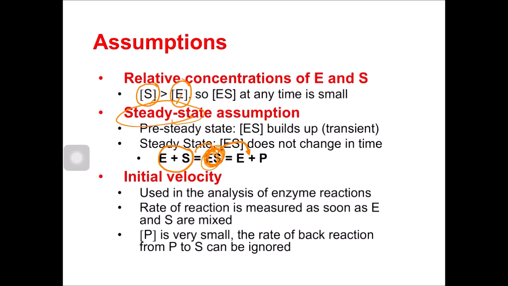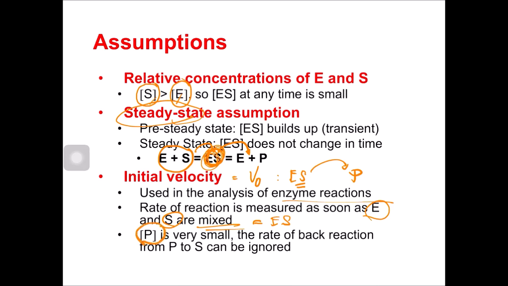Okay? And initial velocity is used in the analysis of enzyme reaction. Remember, ang initial velocity is also the V naught. And in V naught, inaalam natin dito ang rate of enzyme catalyzed reaction. Gaano karami ang mabubuong enzyme-substrate complex na ready ultimately maging product. So the rate of reaction is measured as soon as E and S are mixed, forming enzyme-substrate complex. As we said, kapag na-form ang enzyme-substrate complex, mapafacilitate ultimately ang formation ng product.